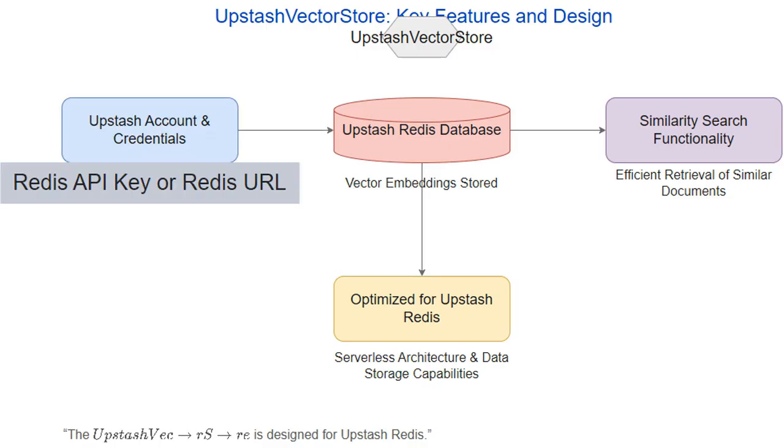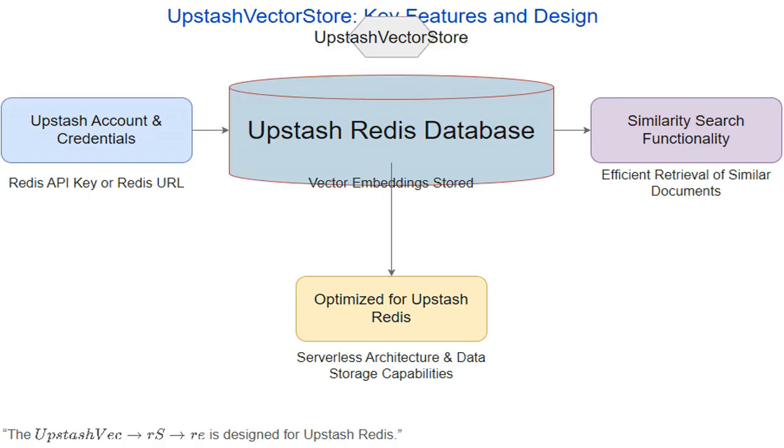To repeat, the UpstashVectorStore requires either a Redis API key or a Redis URL. The API key is specific to Upstash, while the Redis URL is a standard connection string used to connect to Redis databases. Both serve the same purpose, authenticating your application with the Upstash Redis service. The UpstashVectorStore uses Upstash's Redis database to store vector embeddings. Redis, in general, is an in-memory data store known for its speed and efficiency. Upstash provides a serverless Redis offering, making it easy to use Redis without managing servers.